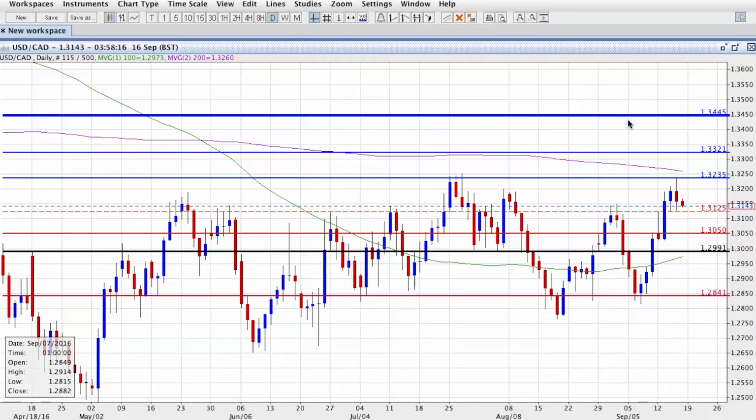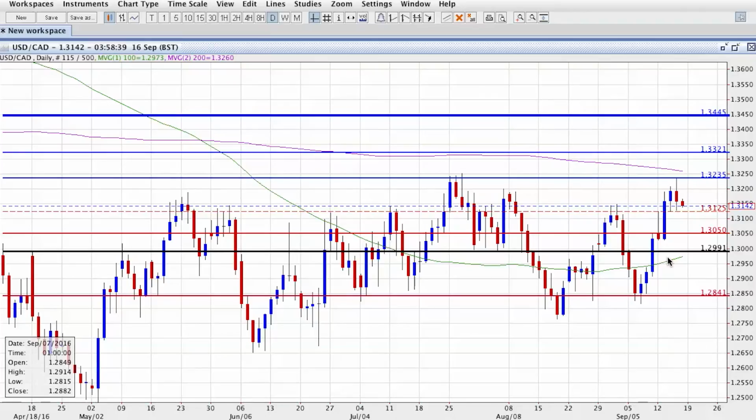If I have a look at the key technical levels, first of all, I'd like to talk about the 100-day and the 200-day moving averages. Like a lot of other US dollar pairs, we're currently sandwiched in between the both of them, with the 200-day at the top around the 132.60 area, and we have the 100-day around that crucial 129.80 to 90 area.